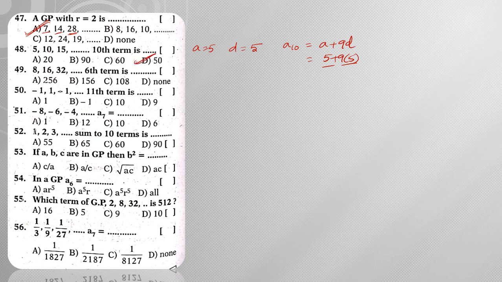Right, next 8, 16, 32 and so on. 6th term is, now if you observe this carefully, you can see that this is a geometric progression. In geometric progression we need to see common ratio. So 16 by 8, which is nothing but 2. So common ratio is 2. So from this, what is he asking? A6. So A6 is nothing but A into R power 5. So based on this, what is A here? A is 8 into R is 2 power 5. So 8 into 2 power 5 is 32. So 8 2s are 16, 1 is carried, 8 3s are 24, 25. So hence the answer is 256.